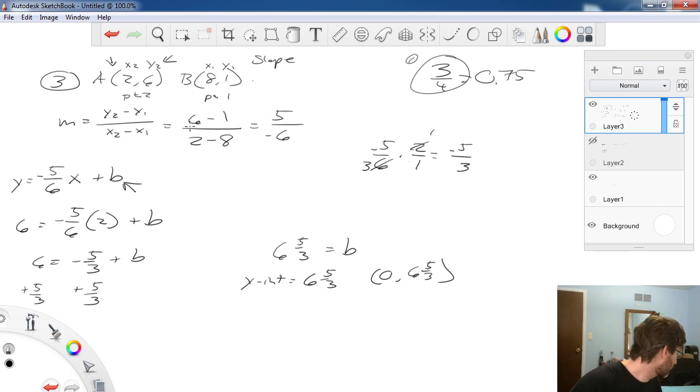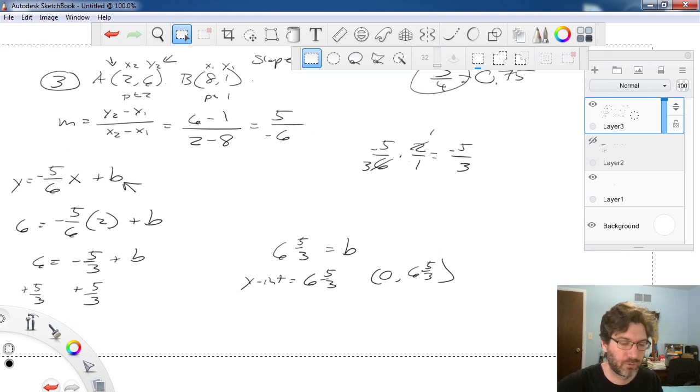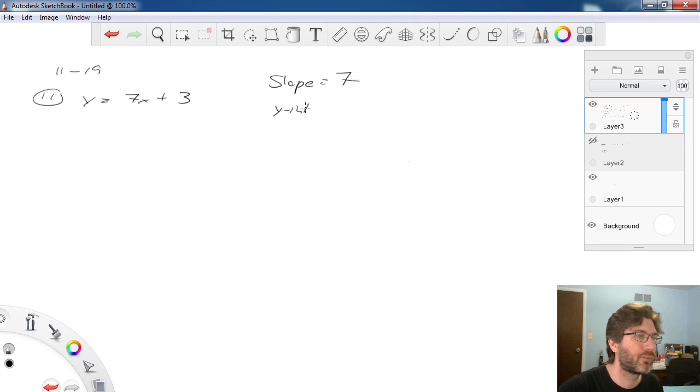What other kind of questions do they give you in here? Find slope. Find slope. And then 11 through 19 is going to be easy as long as you remember slope-intercept form. So like 11 through 19, 11 y equals 6x plus 3. Your slope is 6, and your y-intercept is 3. Right? Slope, y-intercept. They just come out.